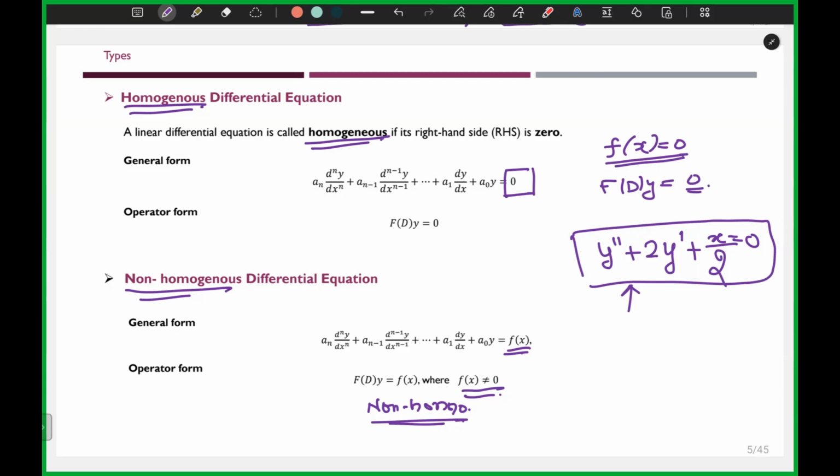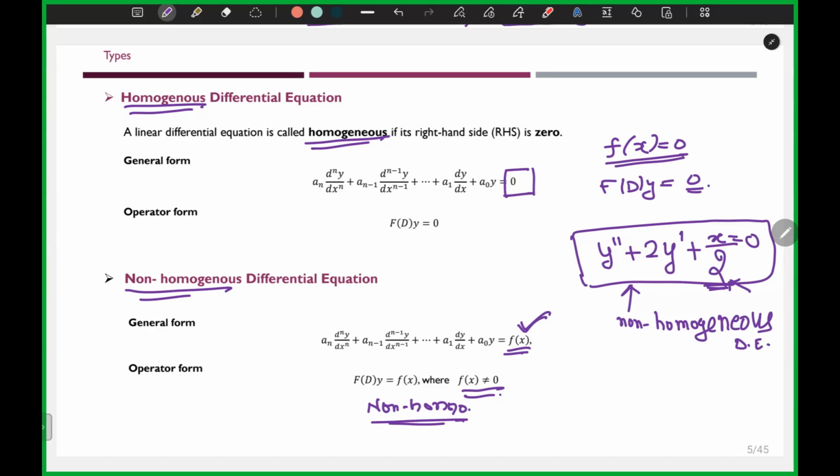Homogeneous differential equation. Sorry, hello. Again, please. I think I missed your voice. Non-homogeneous differential equation. Yeah, it is non-homogeneous because here it is x by 2. This function of x term is there. It is not equal to 0 here. So it is a non-homogeneous differential equation.